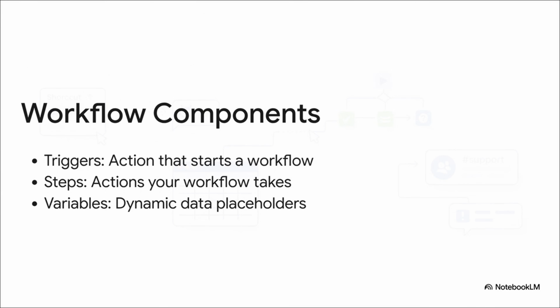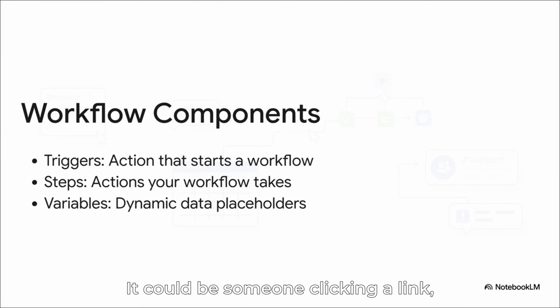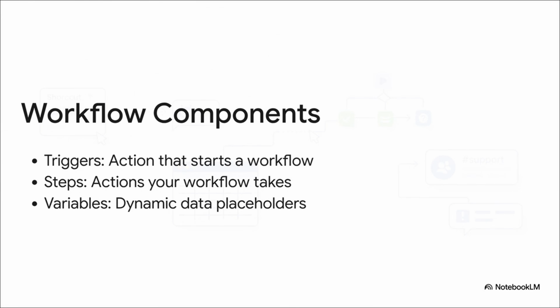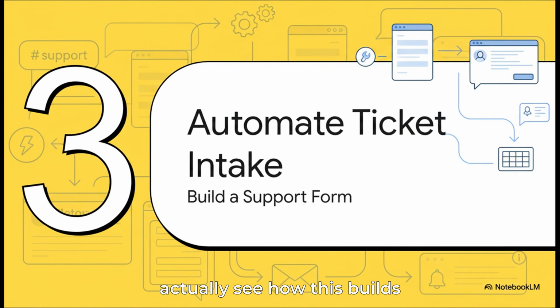First up, we have triggers. This is literally just the event that kicks off the automation. It could be someone clicking a link, using a specific emoji reaction, whatever. Second, we have steps. These are the actual actions the workflow performs, like posting a formatted message or maybe opening a form. And third, variables. Okay, this is where the real magic happens. Variables act as these dynamic placeholders for information submitted earlier in the flow. So you can pass data like, say, the name of the person who submitted the request seamlessly from step to step. Let's move on and actually see how this builds into something super practical.